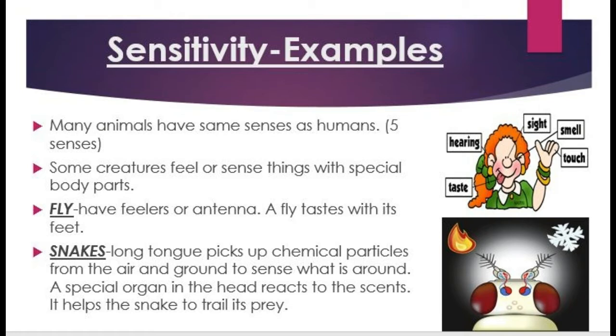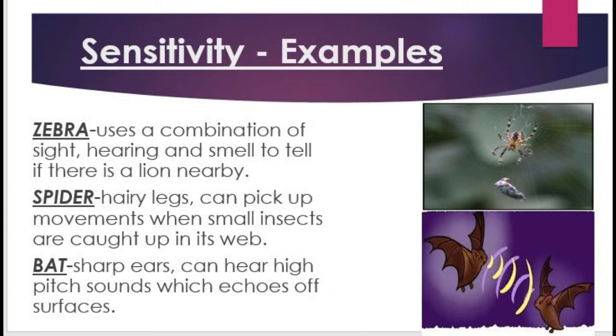A special organ in the head of the snake reacts to the sense. It also helps the snake to trail its prey. Zebra uses a combination of sight, hearing and smell to tell if there is a lion nearby. Spiders have hairy legs and can pick up movements when small insects are caught up in their web. Bat has sharp ears. It can hear high-pitched sounds, which echoes off surfaces. Echo means bouncing off a hard surface.